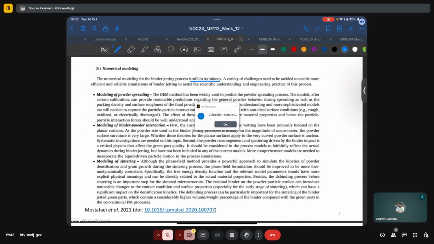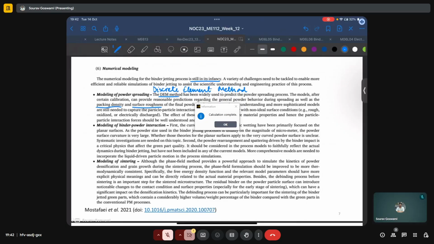First and foremost, of course, being the modeling of the powder spreading, where typically the discrete element modeling method, the DEM, has been widely used to predict the powder spreading process. The models, with certain calibration, can provide reasonable prediction regarding the general powder behavior during spreading, as well as packing density and surface roughness of the final powder bed.